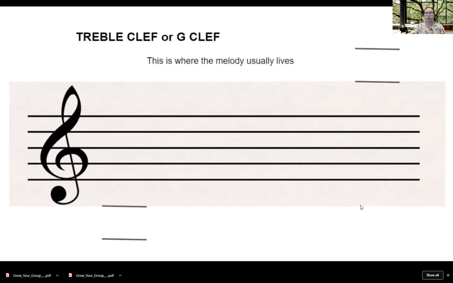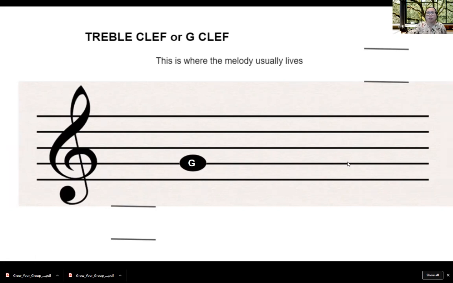Again, this is your treble clef or the G clef. This is where the melody usually lives. That's why we are going to start here, because this is the most important part in the musical notation for playing the lyre. This is your G line. It's called the G line because that is where the G lives. That's why the treble clef is also called the G clef, because you see this musical symbol here. It wraps around the G line. That's how it got its name.